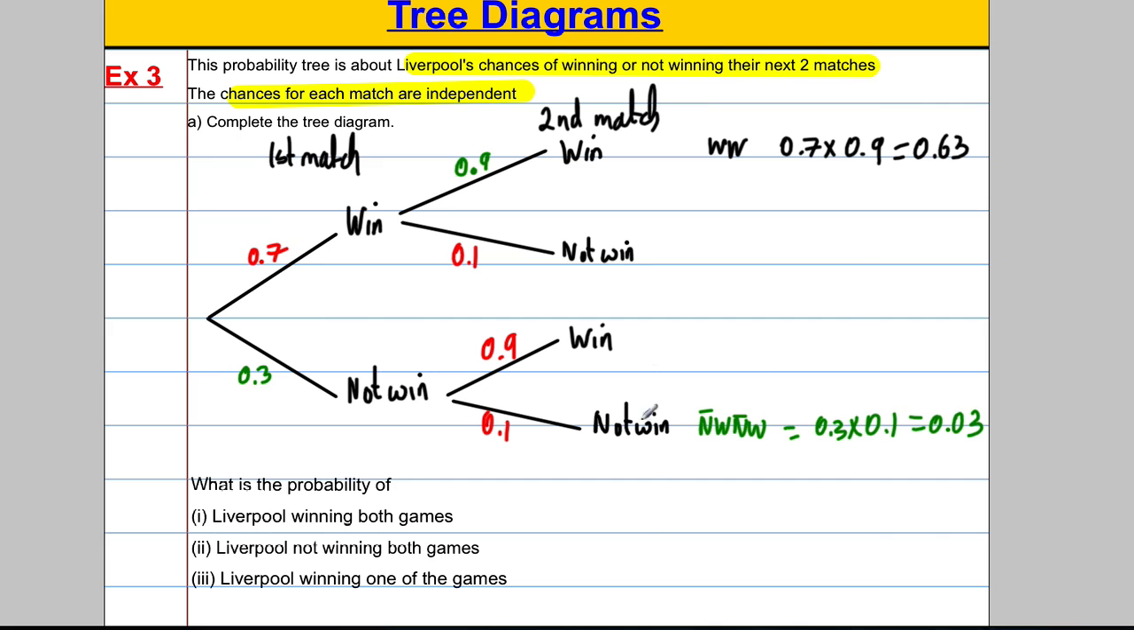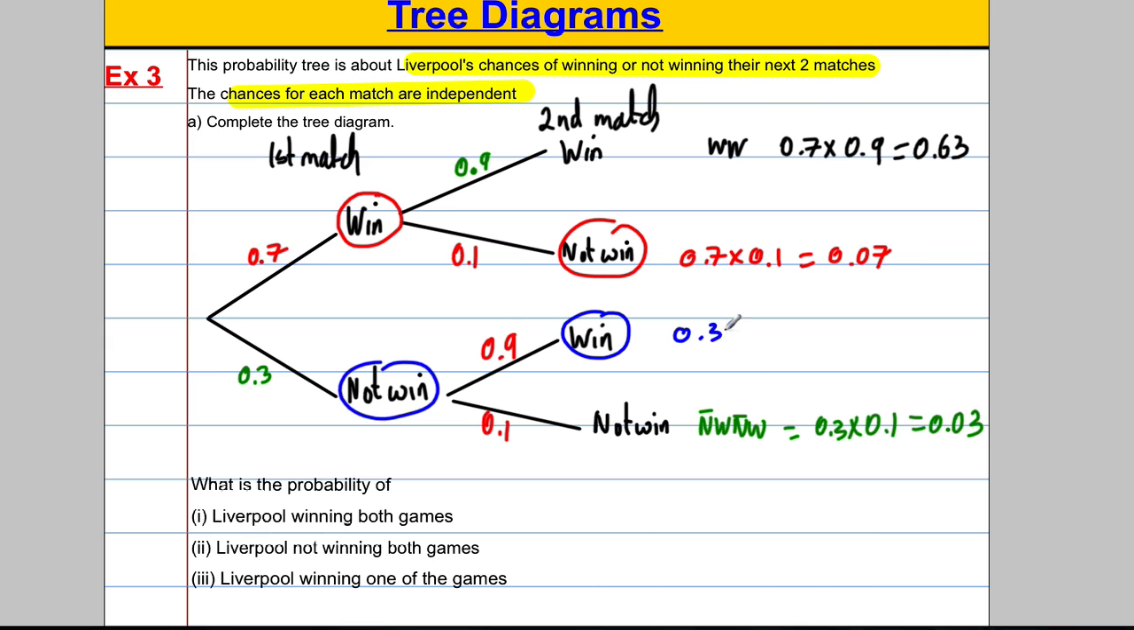What's the probability of winning one of the games? Well, either they win this one and then lose this one, so it would be 0.7 multiplied by 0.1, which is 0.07, or they don't win the first one and then win the second, so 0.3 multiplied by 0.9, which is 0.27, and you would add these up. So it would be 0.07 plus 0.27, which is equal to 0.34. You can check that on your calculator. I should have written here the probability of winning both was 0.63, and the probability of not winning both games was 0.03.